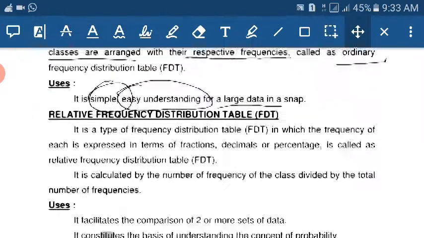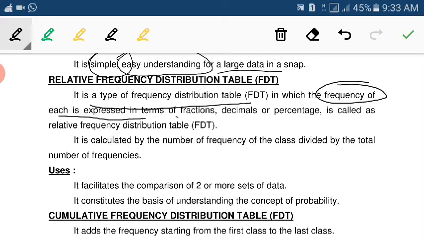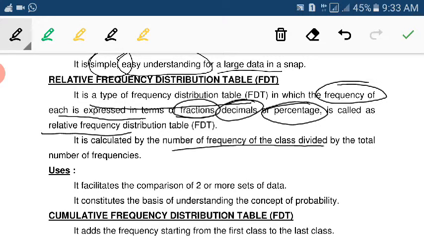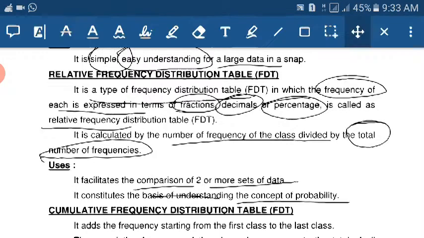Then the relative frequency distribution table. It is a type of frequency distribution table in which the frequency of each class is expressed in terms of a fraction, decimal or percentage. It is calculated by the frequency of a class divided by the total frequency. It facilitates the comparison of two or more sets of data. It constitutes a basis for understanding the concept of probability.